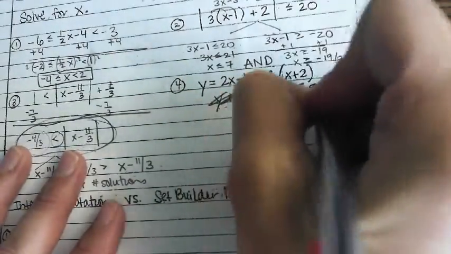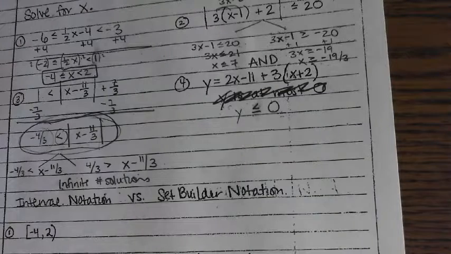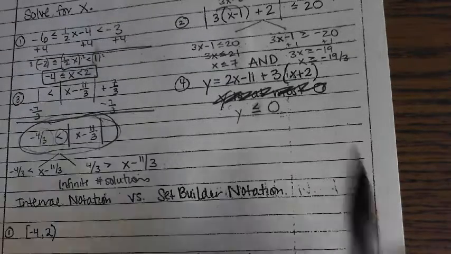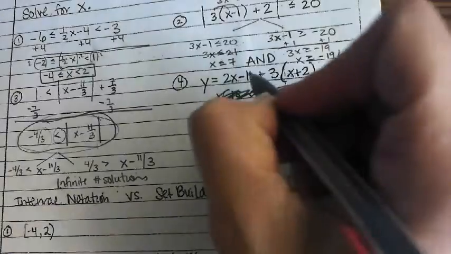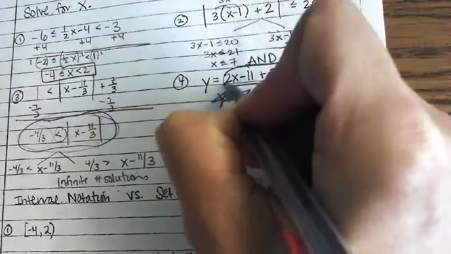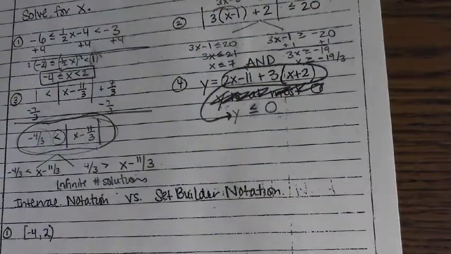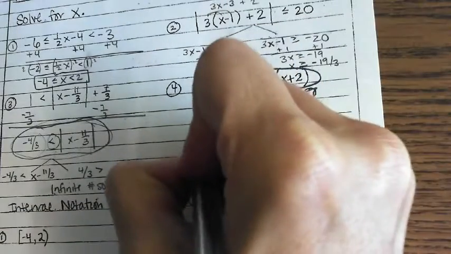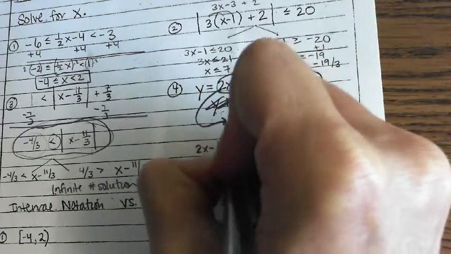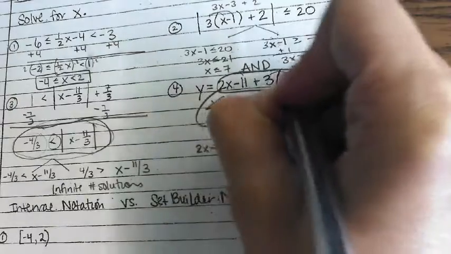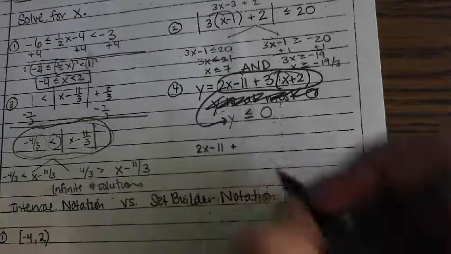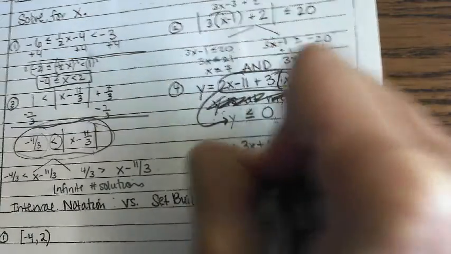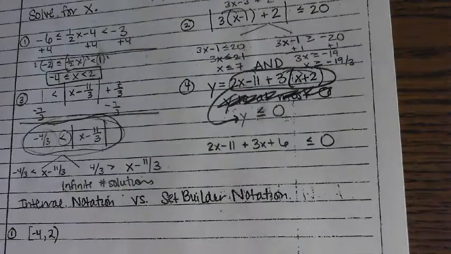So first things first, with a problem like that, change that into math language. And then from here, it is like a substitution. Since y equals this, I'm going to take this and plug it in for y right there. So what I'm really solving is 2x minus 11 plus, I'm going to distribute that 3 right now. 3x plus 6 is less than or equal to 0.